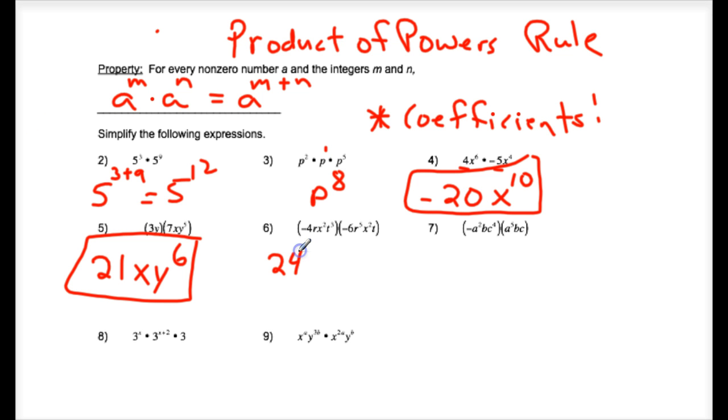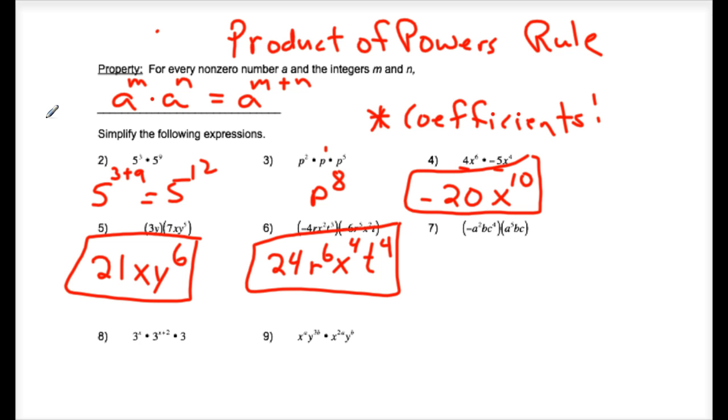24 r to the 6th, x to the 4th, t to the 4th. I got it right. Great job. 4 problems. So -4 times -6 is positive 24. R times r to the 5th is r to the 6th because I have my exponents.